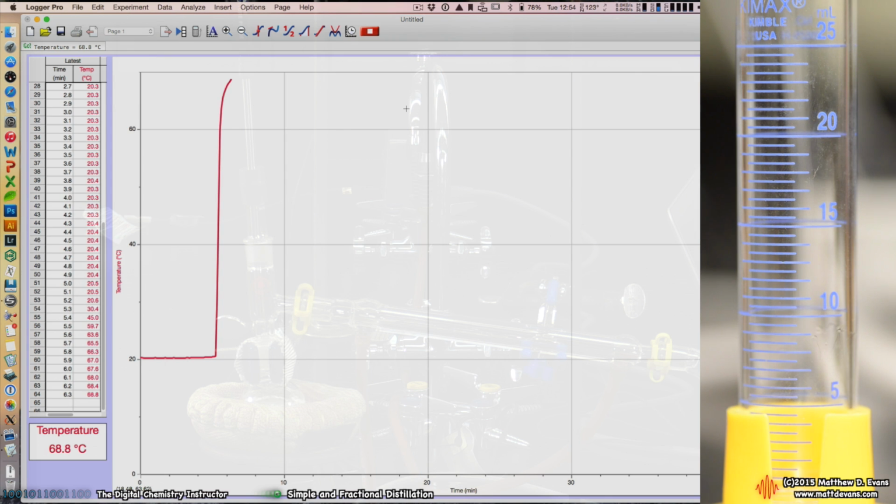What we assume about this experiment, since this is a mixture of hexane and toluene, is that the distillate that's being collected right now is mostly hexane, and later, once we get towards the end of the experiment, we're going to assume that it's mostly toluene. That's the whole point of distillation. We're going to collect the lower boiling point compound first, the higher boiling point compound second.